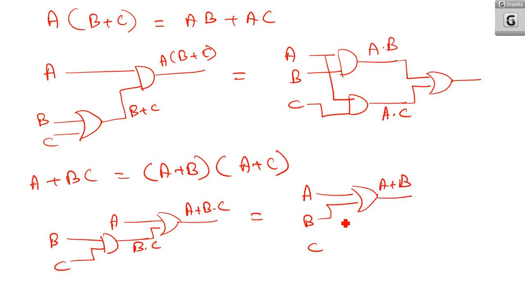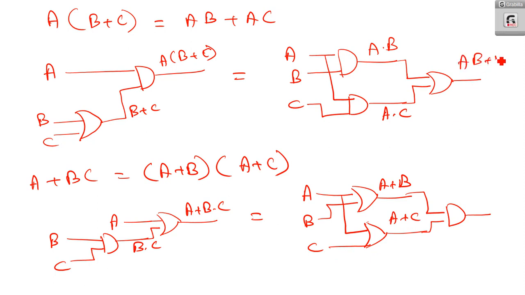And A or C. So you get A or C, and you should AND it. That is the result. Here you will get AB or AC in the first case, and here you will get (A or B) and (A or C).